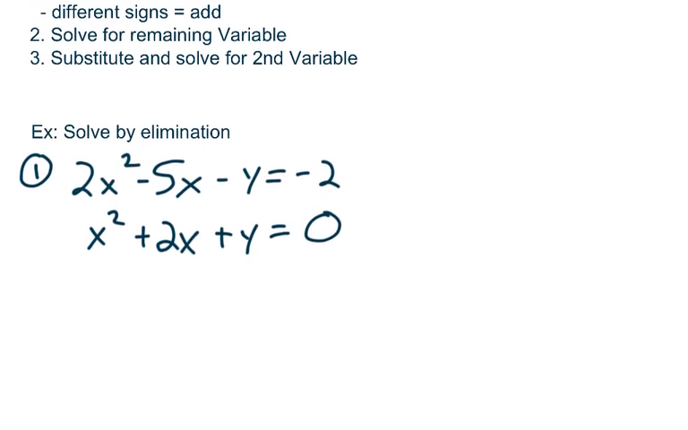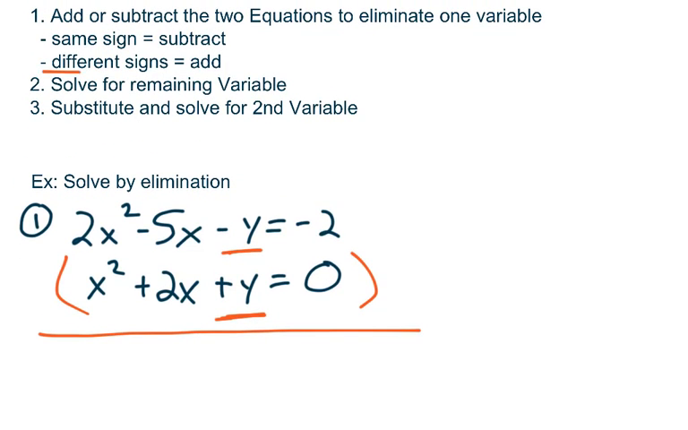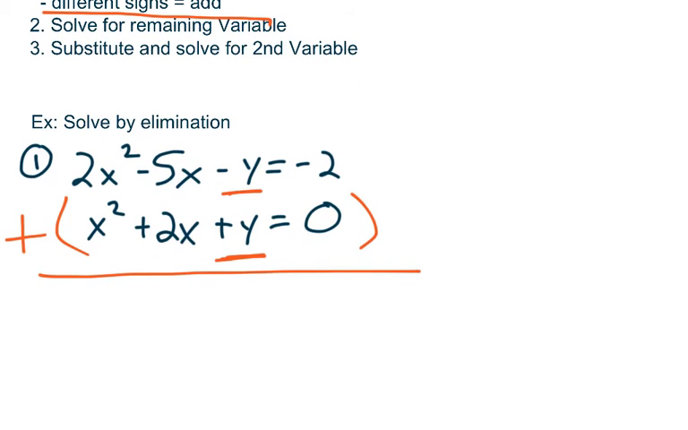Okay, so number 1, solve by elimination. We don't need to do any multiplying because our y values have the same number in front. Granted, they are opposite signs. So what that tells me, if we have different signs, we need to add the 2 equations together. So add straight down.